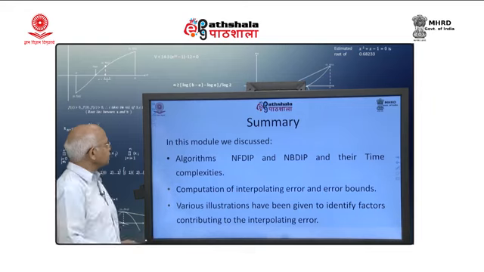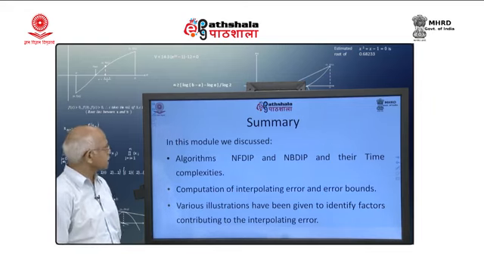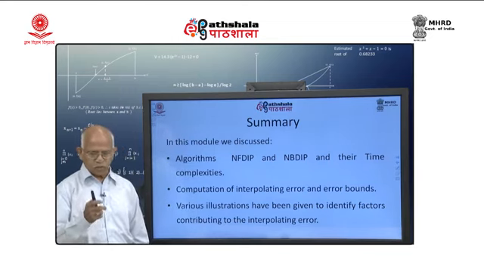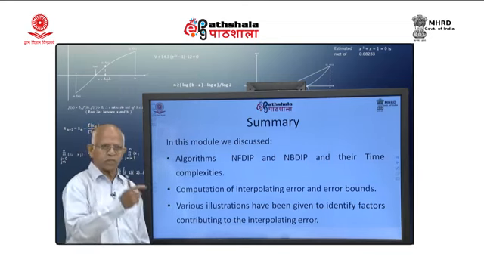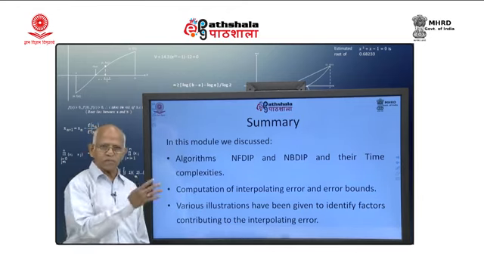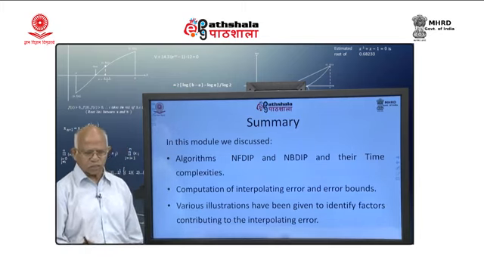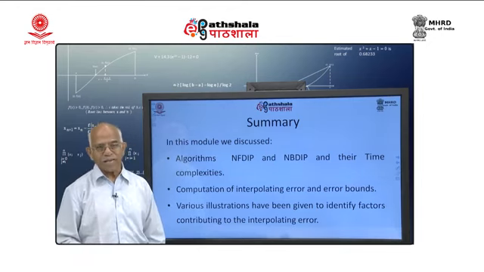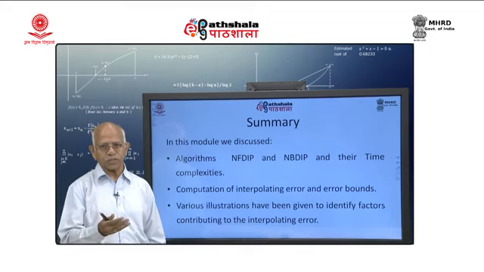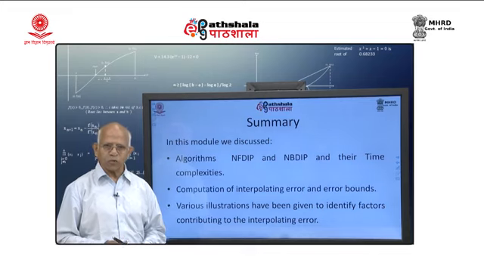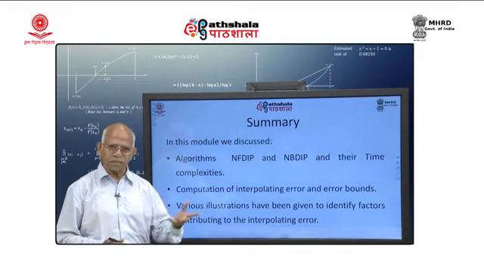In summary, in this module we discussed the two algorithms for Newton's forward difference interpolating polynomial and Newton's backward difference interpolating polynomial. We have studied their time complexity and came to the conclusion that the asymptotic time complexity for both these algorithms is order n square. We have given 3 illustrations which give a detailed error analysis of how the interpolating error changes in both cases.